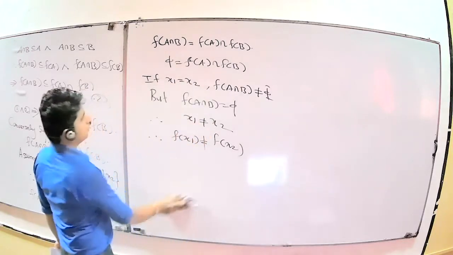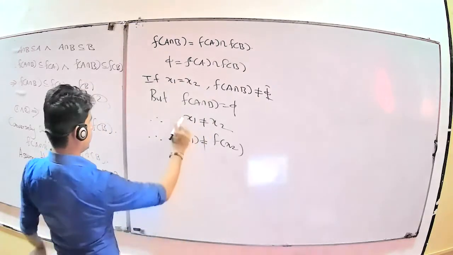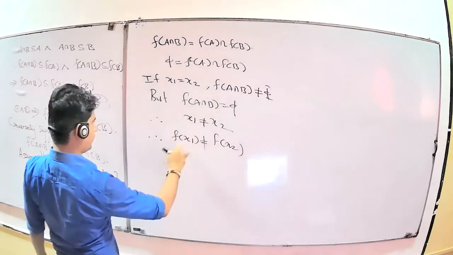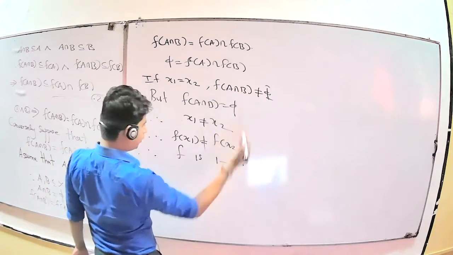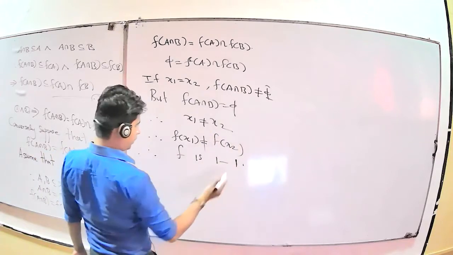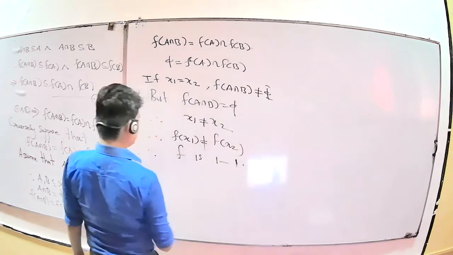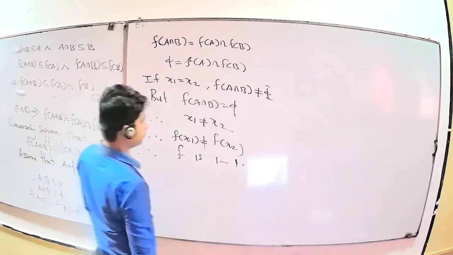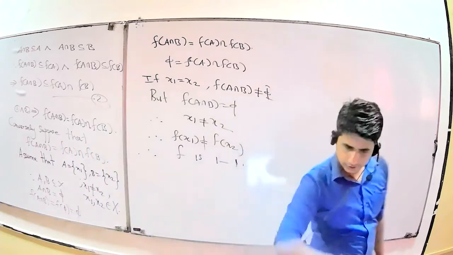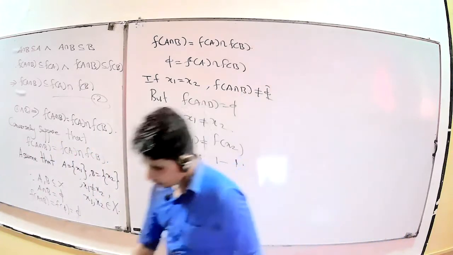Okay. We take x1 not equal to x2, and we prove f of x1 not equal to f of x2. Therefore, f is 1 to 1. It is another way to show that f is 1 to 1. Therefore, it is the converse part of this exercise. Okay, it is the converse part of this exercise.